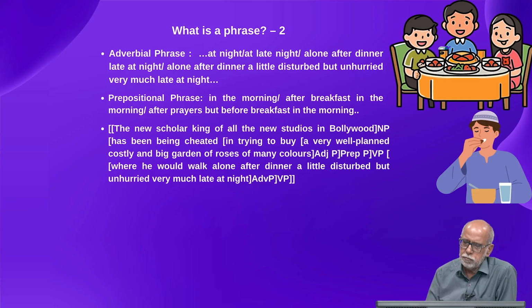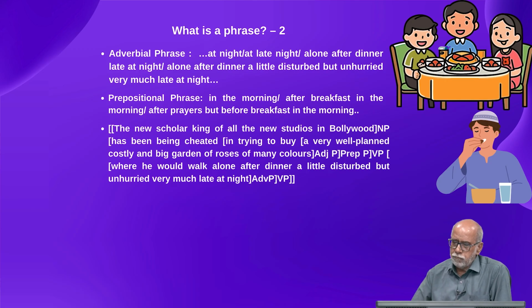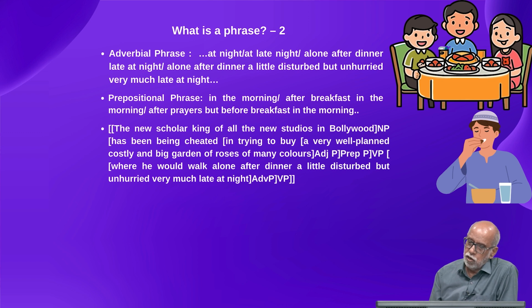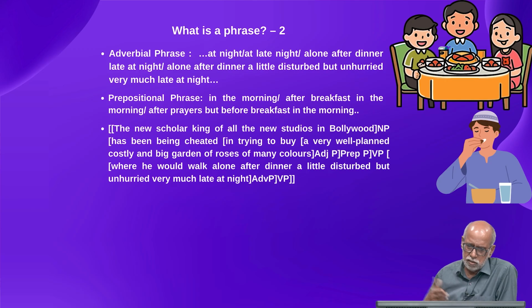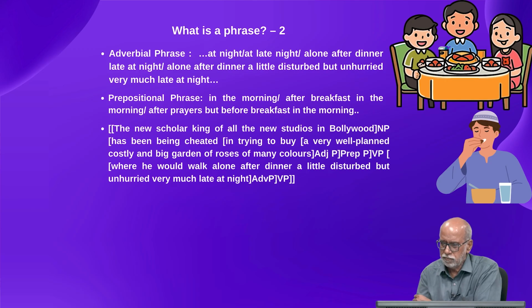Same thing here. You can have one or two word adverbs, like at night. You can have 3 words, at late night. You can have more than 3. After dinner. John likes to walk alone after dinner, late at night. Okay. Or still longer, John likes to walk alone after dinner, a little disturbed but unhurried, very much late at night. Okay.